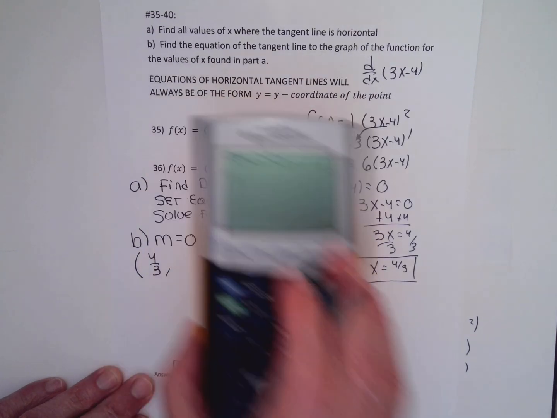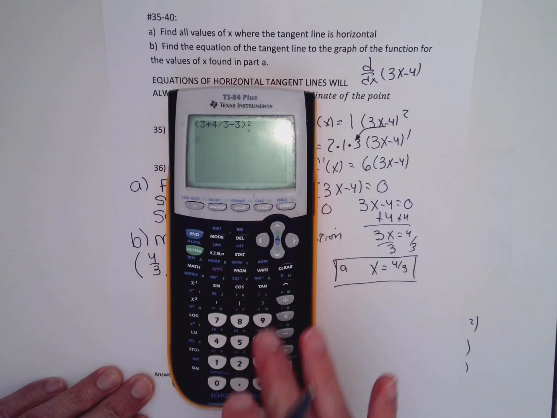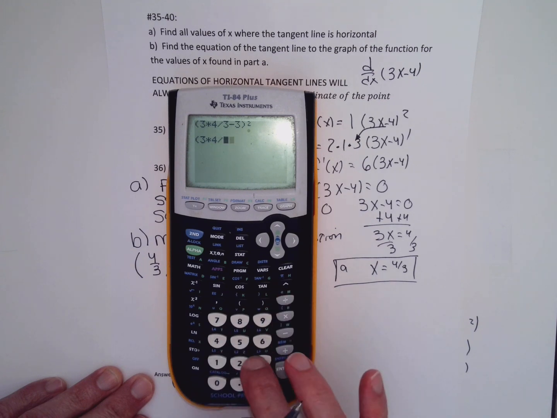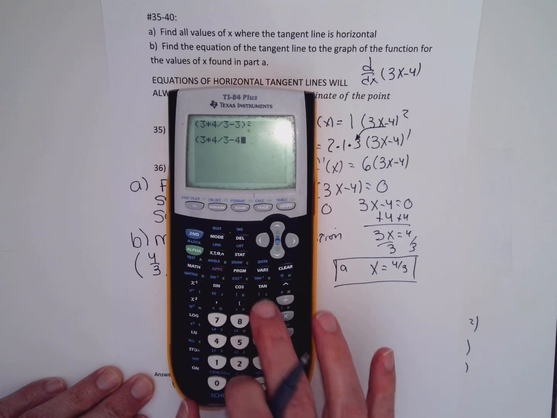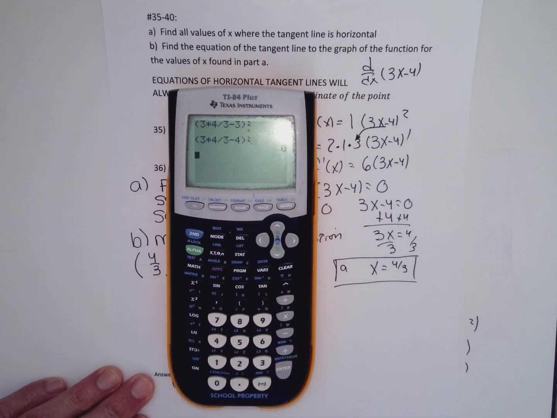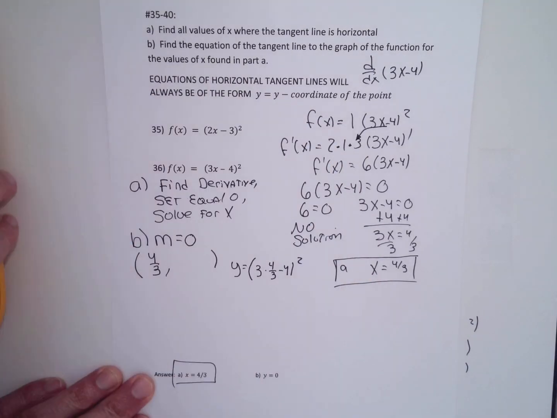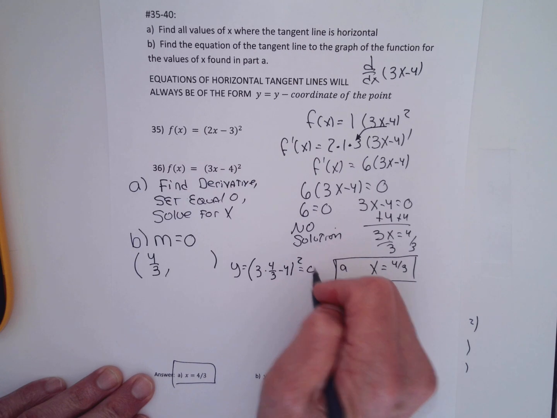And, well, I messed up, minus 4. 3 times 4 divided by 3 minus 4 squared. That's what it looks like if you're not being so bright. So my y is going to be 0.